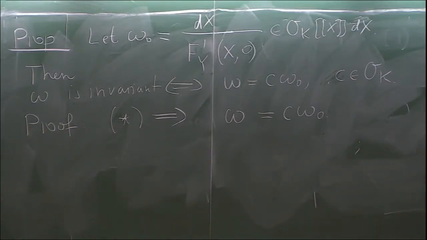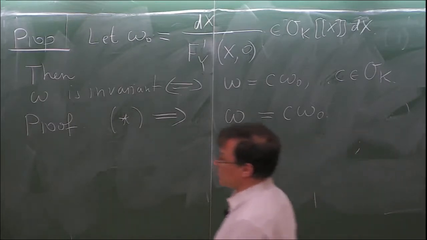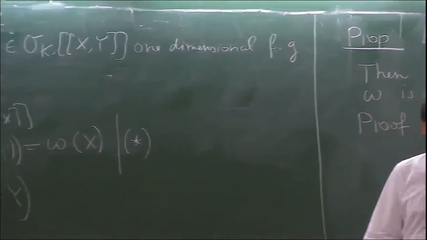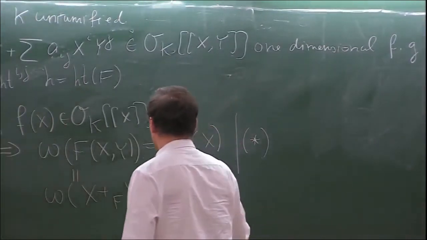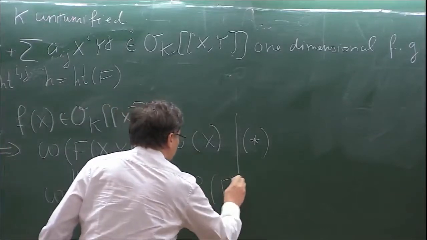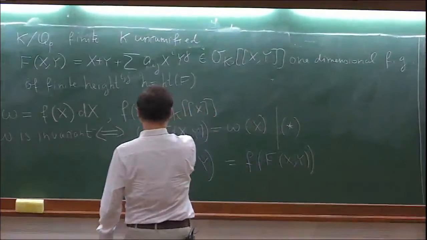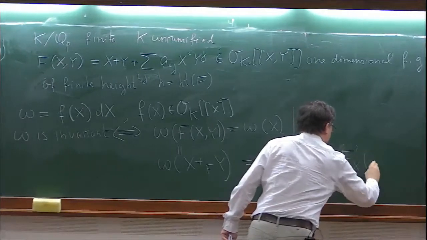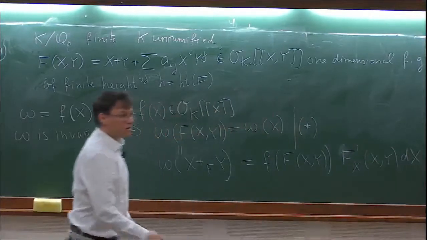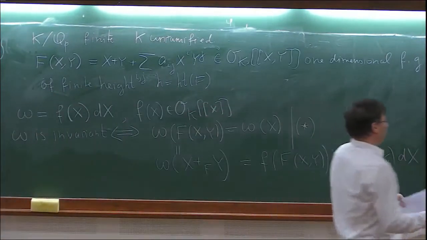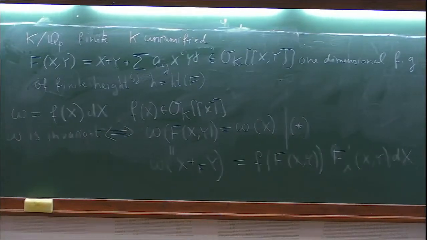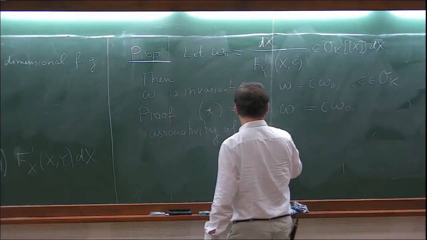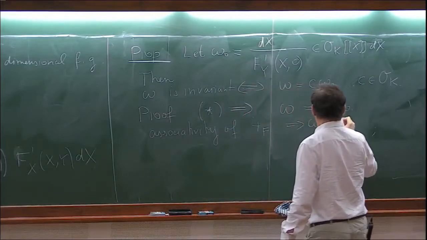Sorry? Star, this is a definition of that, yeah. So this thing is F of x, x, y. And next, you take the derivation. So F prime of x, x, y, dx. And from associativity of formal addition, it follows that omega zero is invariant.